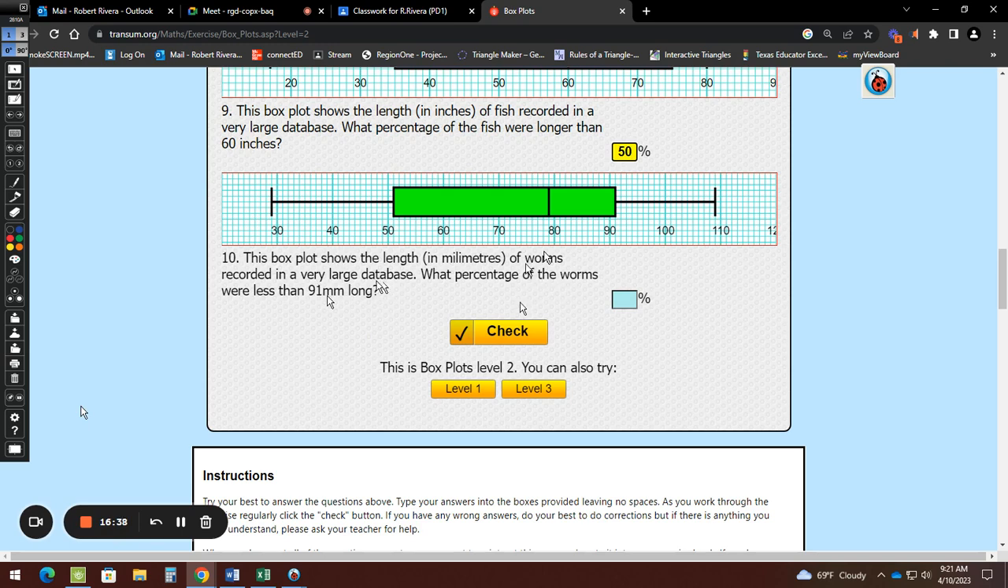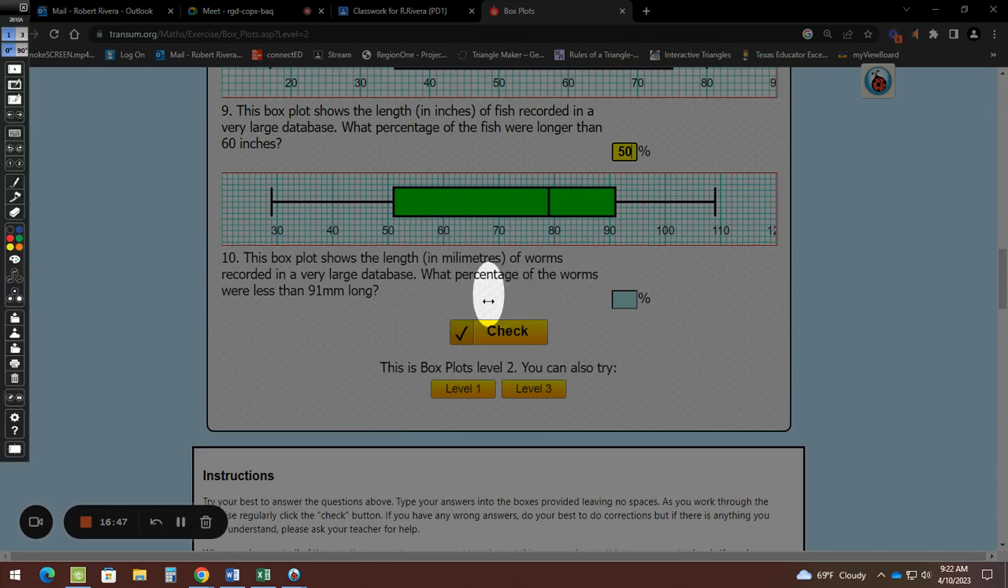What percentage of the worms were less than 91 millimeters? So job one is to get to 91. Tell me when to stop when I get to 91. Here we go. Right there. Now I want to know what percentage is less than 91. Huh? 90? Let's just go less, mija. To the left or right?